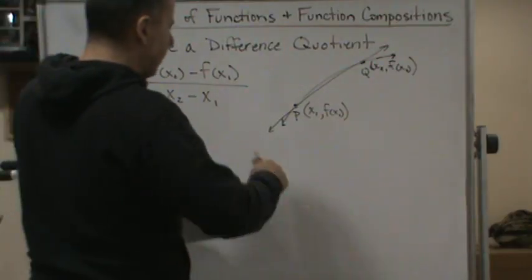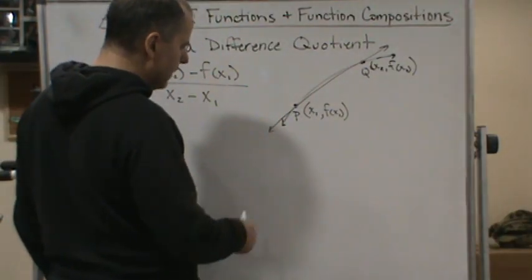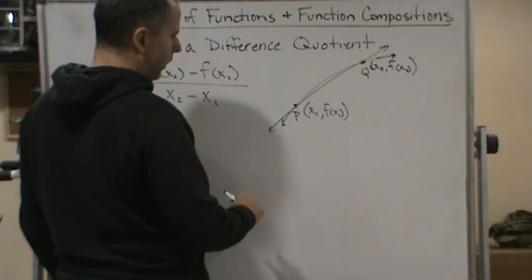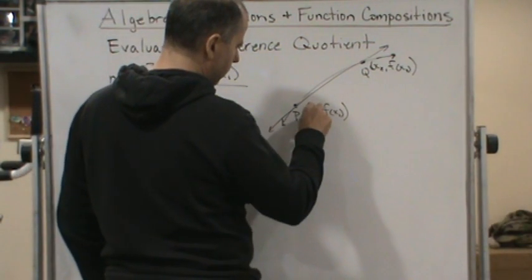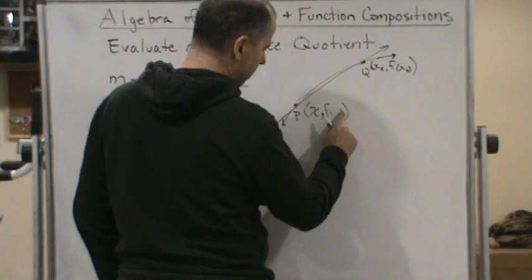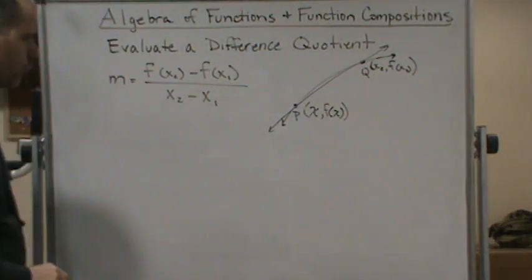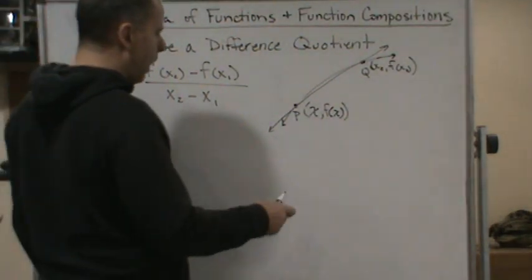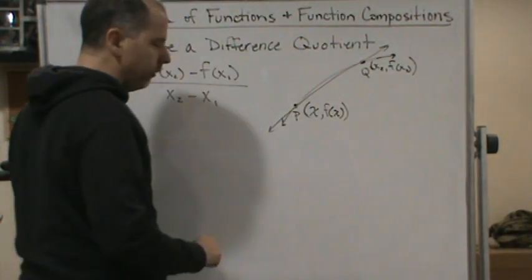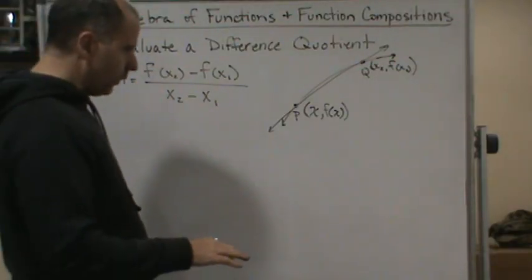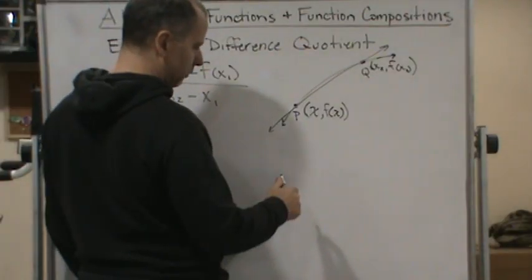So instead of looking at two different points this way, what we're going to do is, let's say we have an arbitrary point, and we'll just call it x and f of x. Okay. Now, what we're going to do is we want to find another point on the curve by doing one thing. All we're going to do is add some positive real number to x, right?